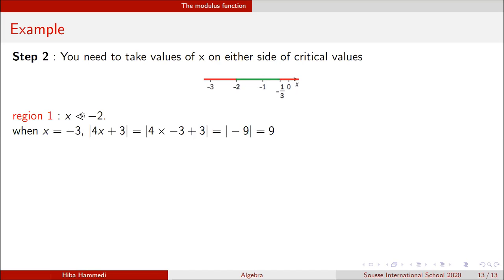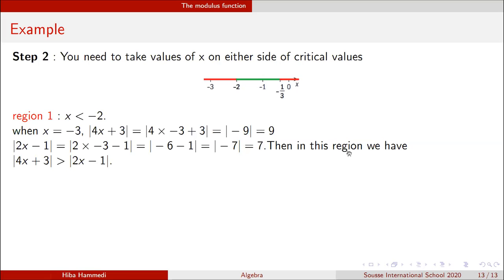I'm picking, for example, x equal to -3, which is less than -2, and I substitute it in the expression. So 4 times -3 plus 3: 4 times -3 is -12, plus 3 is -9, and the modulus of -9 is equal to 9. This is the first side of the inequality. The second one is the modulus of 2x minus 1. Substituting x by -3, 2 times -3 minus 1 is -6 minus 1, which is modulus of -7, equal to 7.